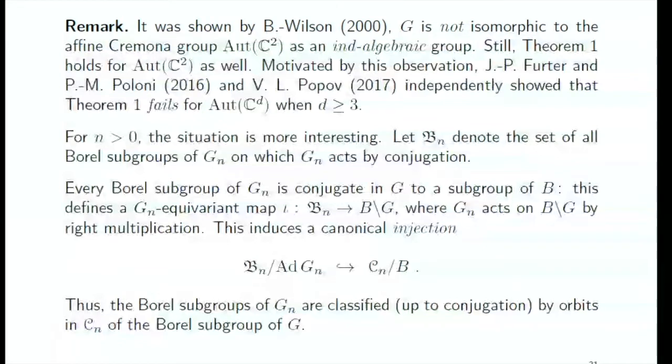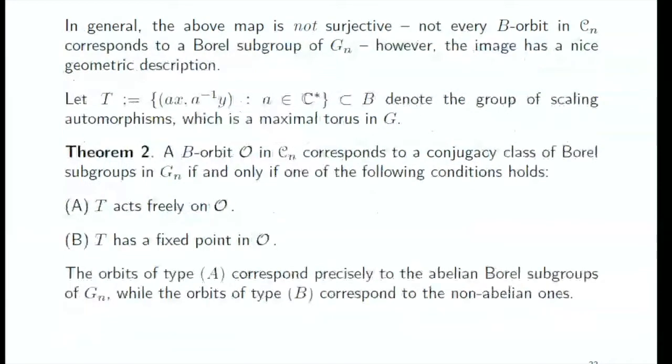So the problem is that not all B orbits actually are in the image. So Borel subgroups correspond to some orbits, but not all. And it is remarkable that you can actually single out those orbits which correspond to Borel subgroups in a geometric fashion. So this is theorem two.